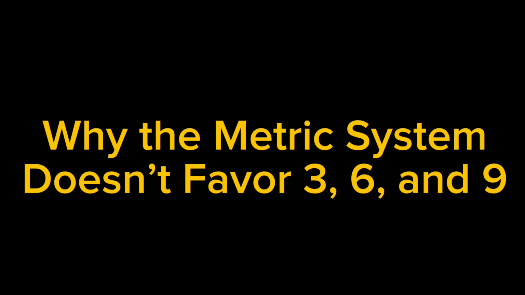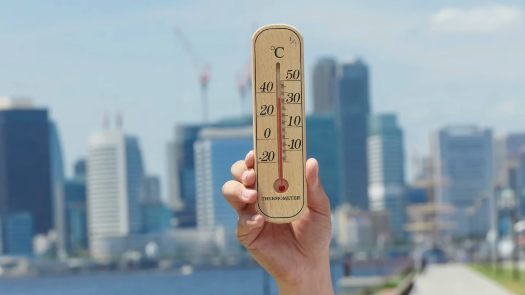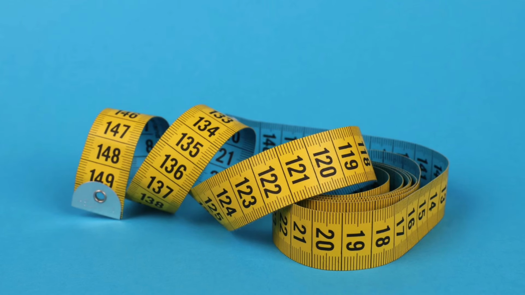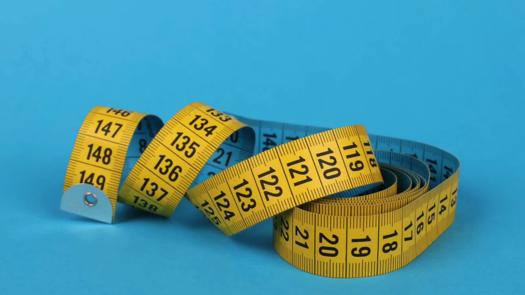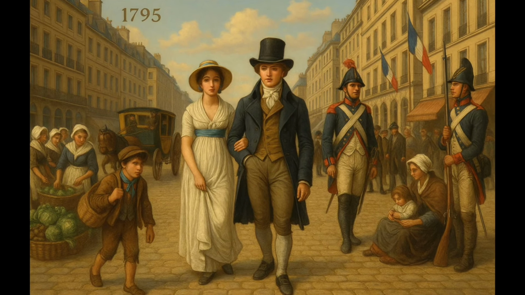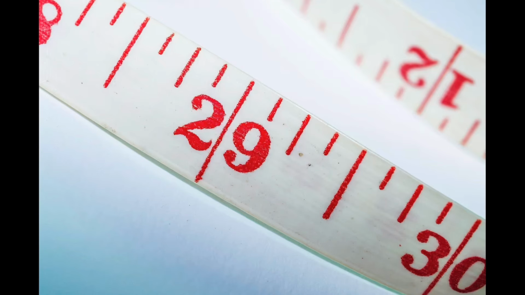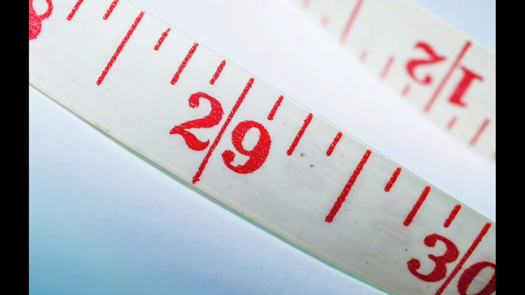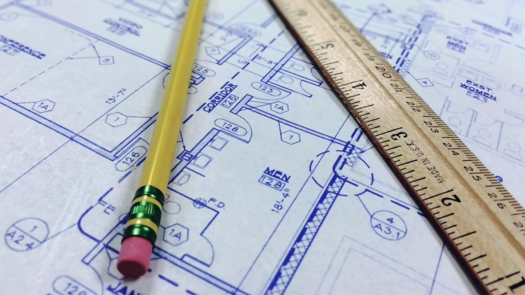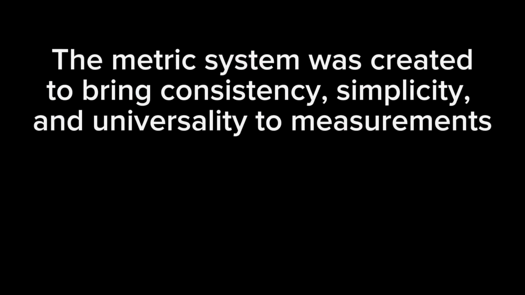Why? To better understand why we don't see patterns of 3, 6, and 9 as often in the metric system, we need to dive into the history of the metric system and how it was created. The metric system was developed and officially adopted by France in 1795. The imperial units such as inches or feet were created long before this and were even used during ancient times, but they would vary from town to town. The metric system was created to bring consistency, simplicity, and universality to measurements.